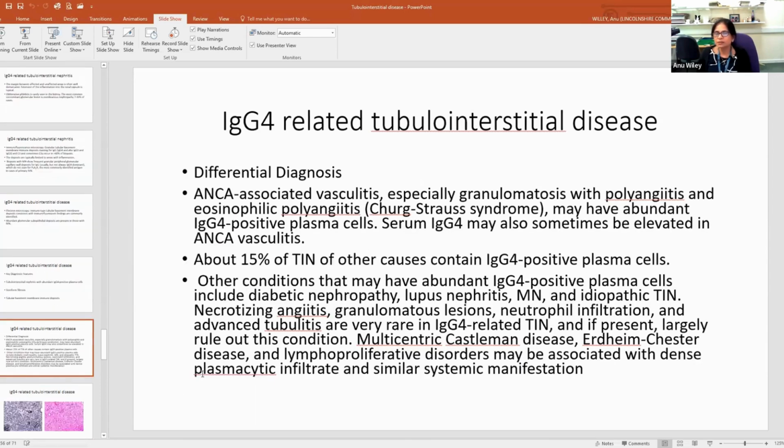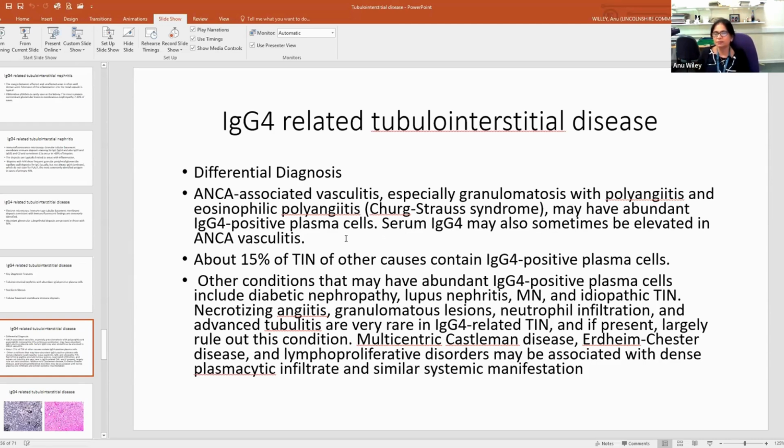The thing to remember is that there are certain conditions which come into the differential diagnosis, but the most important one is people who have got ANCA-associated vasculitis, or EGPA, which is eosinophilic granulomatosis with polyangiitis. In those patients, they will not just have increased plasma cells, but a very significant number of increased IgG4 plasma cells. So even if you did the stain for IgG4, there'll be a huge number of IgG4 plasma cells in the component there.